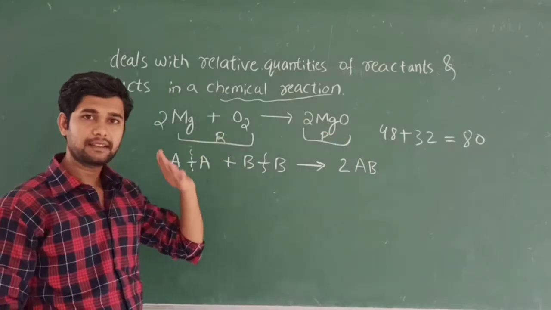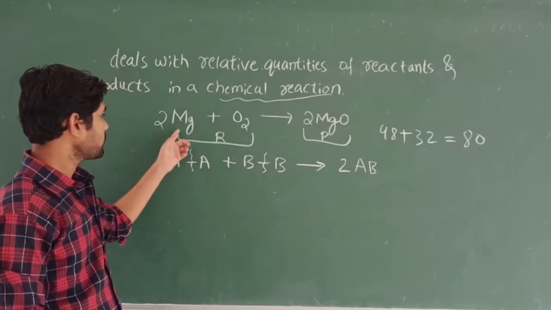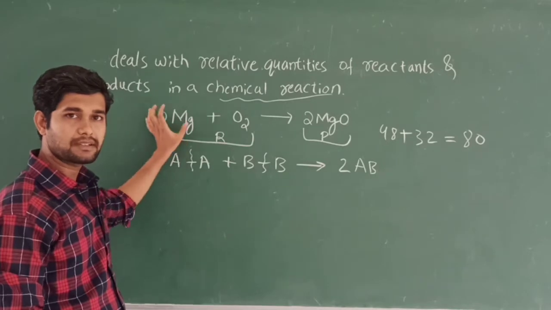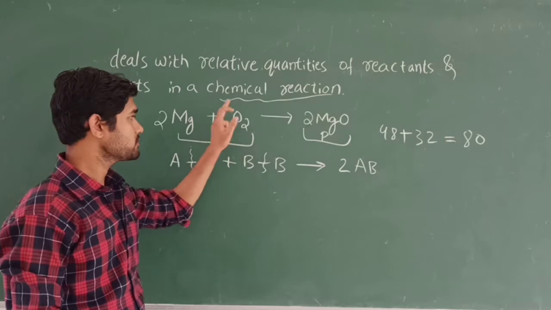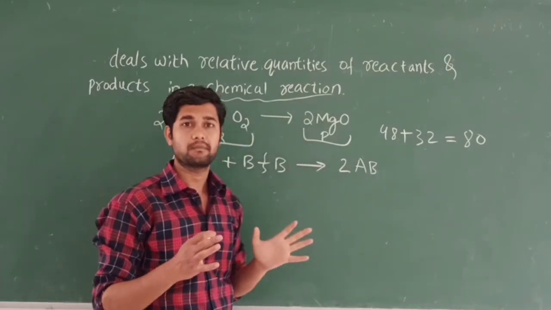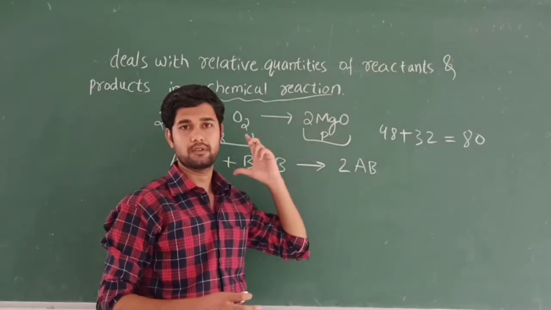If I tell it in terms of mass, 48 gram of magnesium combines with 32 gram of oxygen to give 80 gram of magnesium oxide, like this.